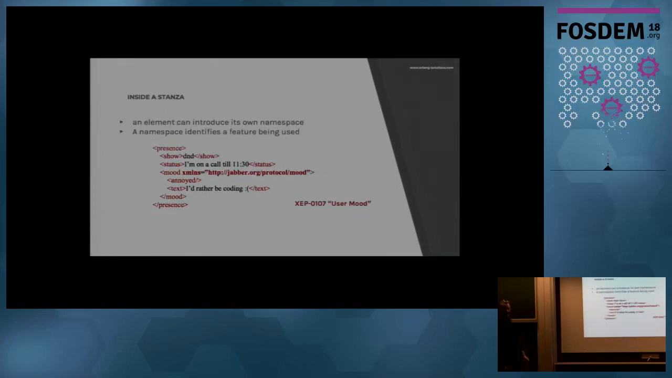And now, pay attention, because this is the most important slide of the whole presentation. An element can introduce its own namespace. For example, this is what we had before, right? We just show you "I'm on a call, do not disturb me." And then we have something like mood, annoyed, and text, where mood has no meaning in the global namespace, and text is ambiguous. But this element introduces its own namespace, and within this namespace, stuff like mood, annoyed, and text are defined. So your Jabber client will show you somehow, one way or another, that the guy is annoyed. Or if your client does not support this namespace, you just ignore it.